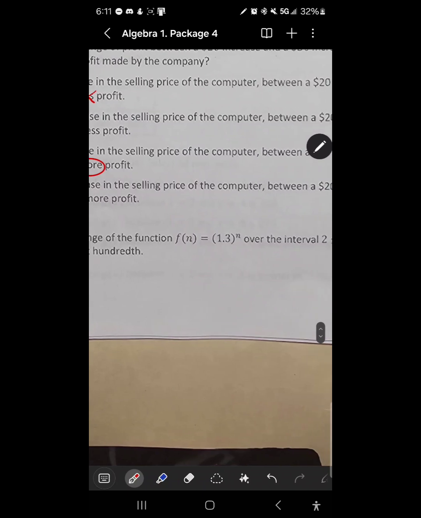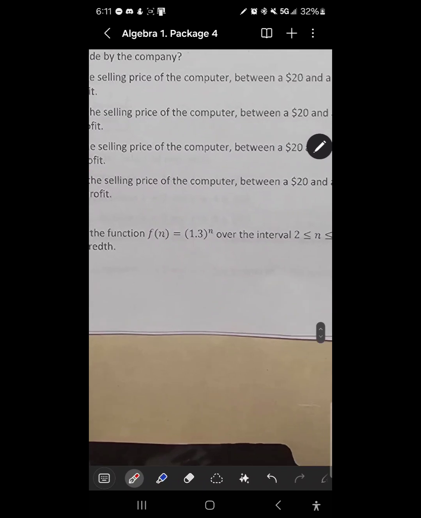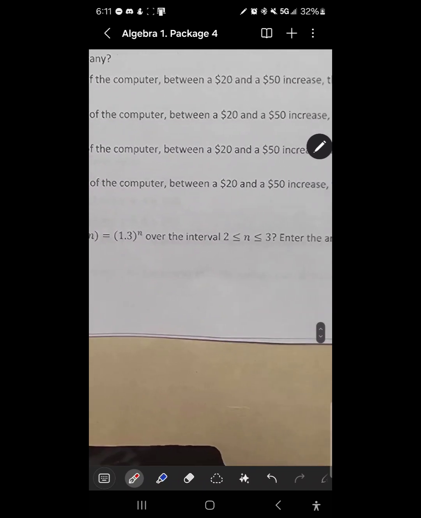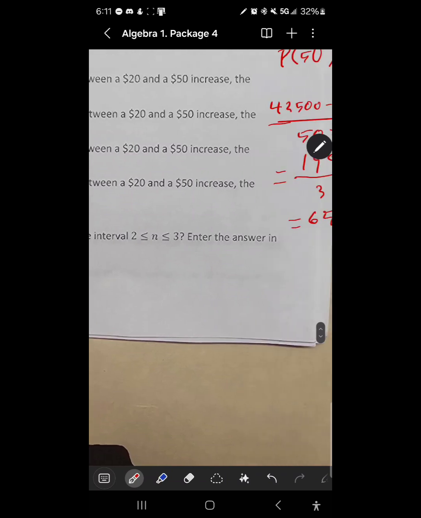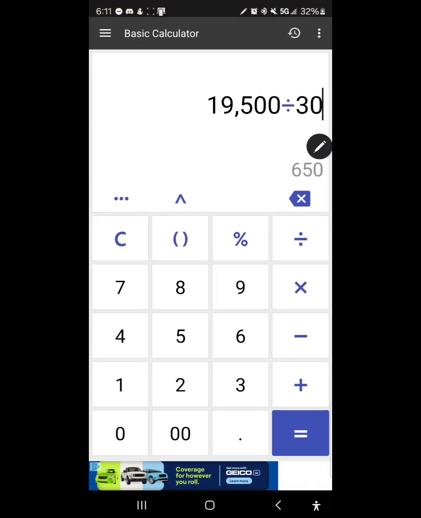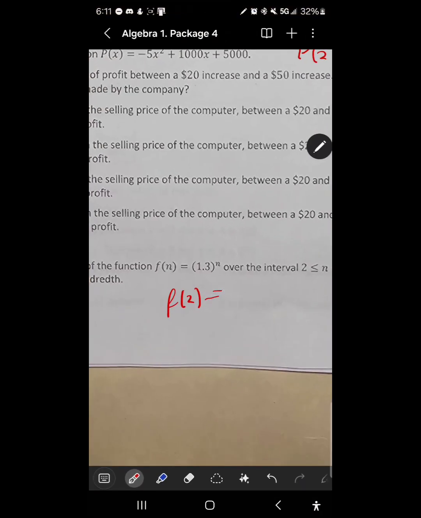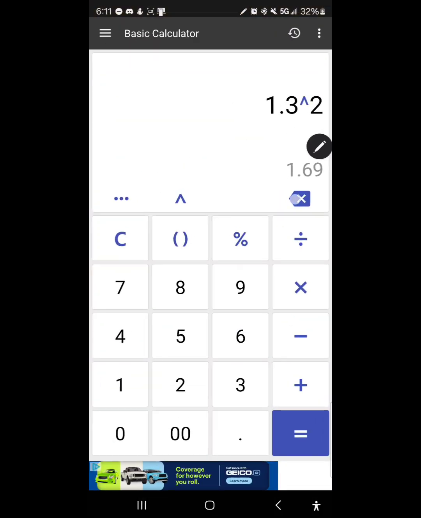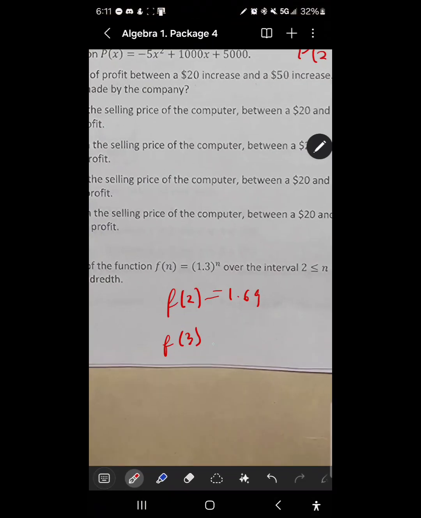Now we do 46. What is the average rate of change of the function f(n) = 1.3 to the n in the interval 2 to 3? Enter the answer in the box. So let's see. f(2), 1.3 is just 1.3 to the 2, so 1.3 squared is 1.69. And let's see f(3). f(3) is 2.197.